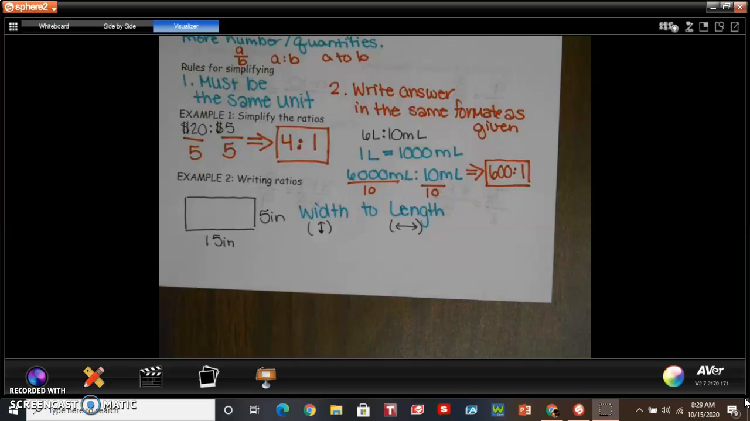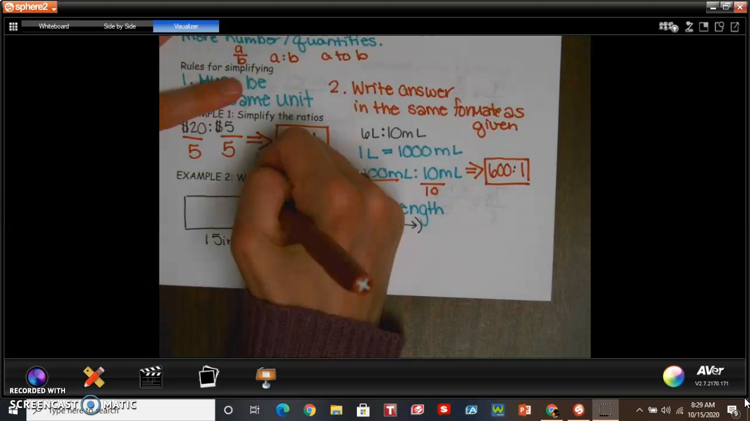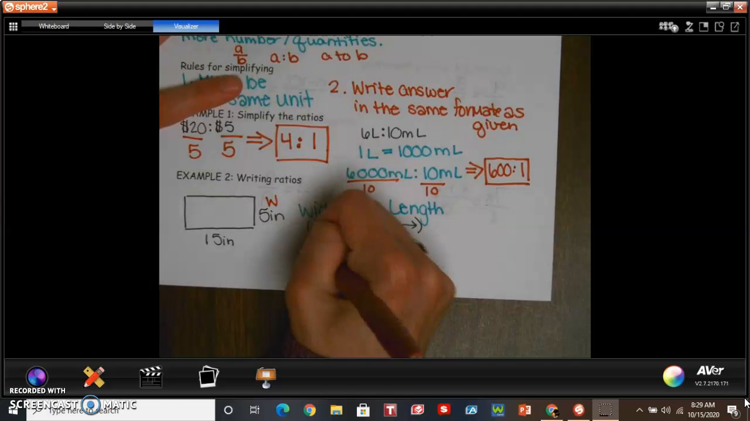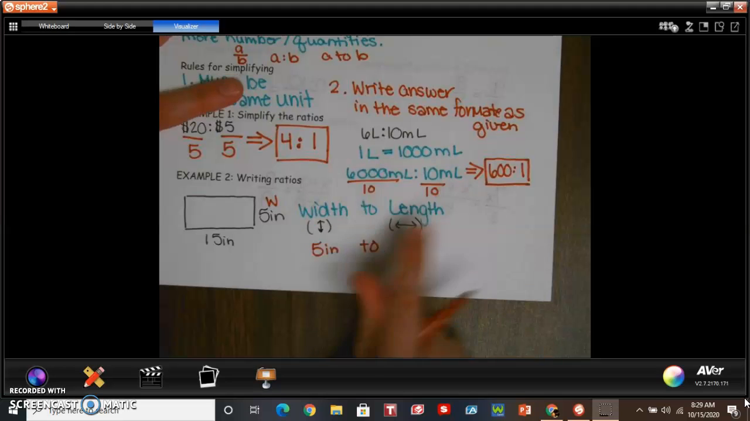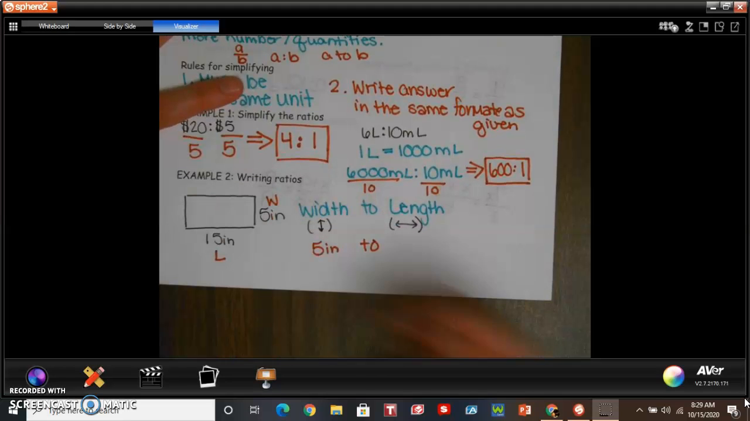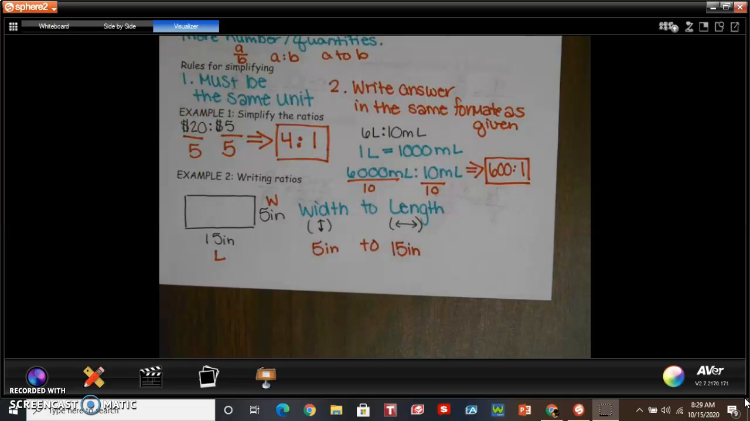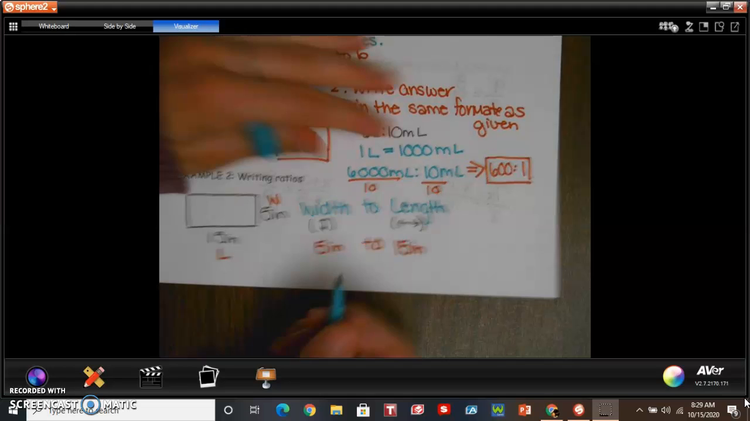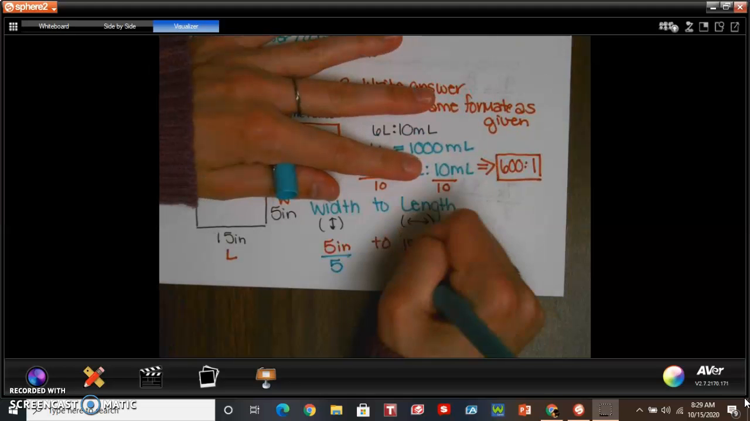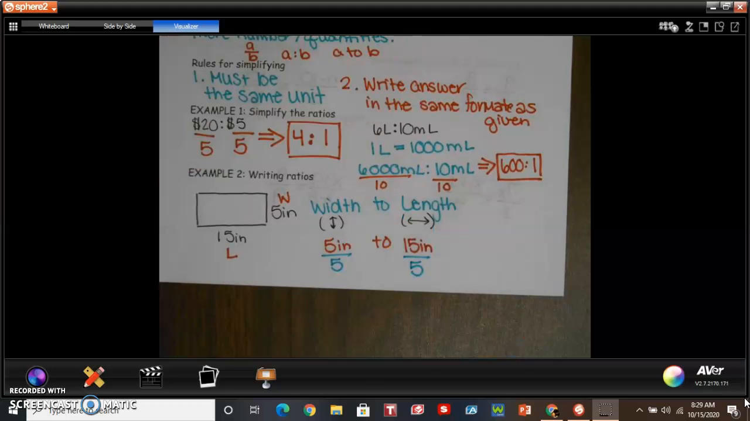All right, so if we look at our figure here, our width is the up and down. That would be 5 inches. So we have 5 inches to, and our length, that would be the left and right, 15 inches. Are we the same unit? Yes, they're both inches. Can we simplify? Are both of these numbers divisible by something? Yes, they're both divisible by 5. So if we divide both of these by 5, we can find our final answer.